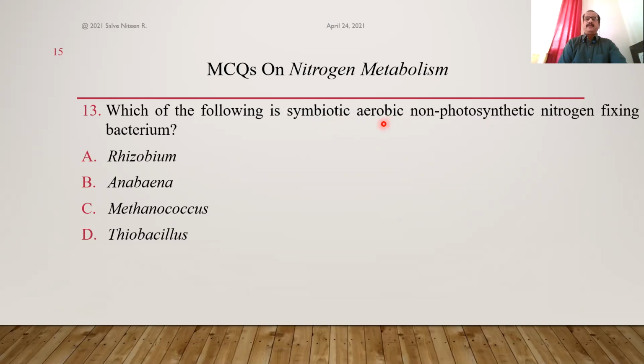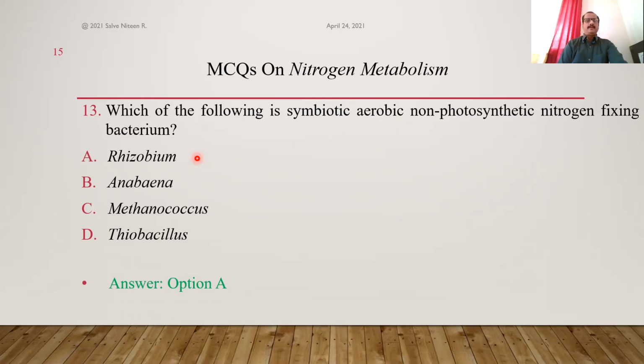They are aerobic, and as they are aerobic, you have studied their nitrogenase enzyme is sensitive to oxygen, and that is the reason why that nitrogenase has to be protected. And you have studied there is one leghemoglobin protein, which acts as an oxygen scavenger, and it protects your nitrogenase from a large amount of oxygen. So here the answer is Rhizobium, which is a symbiotic, aerobic, non-photosynthetic, nitrogen fixing bacterium.